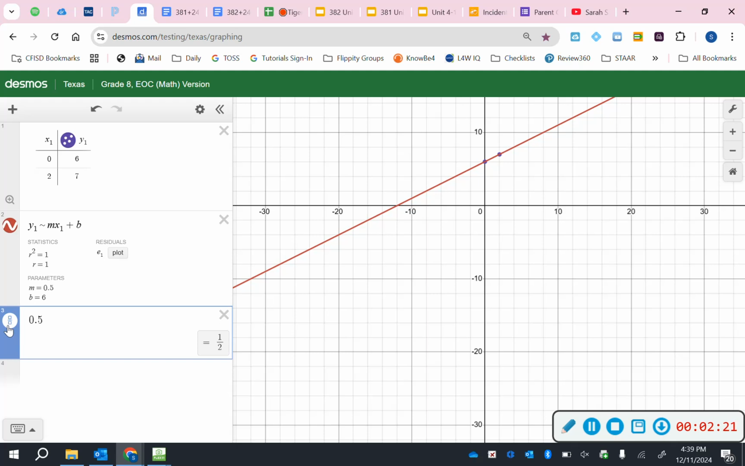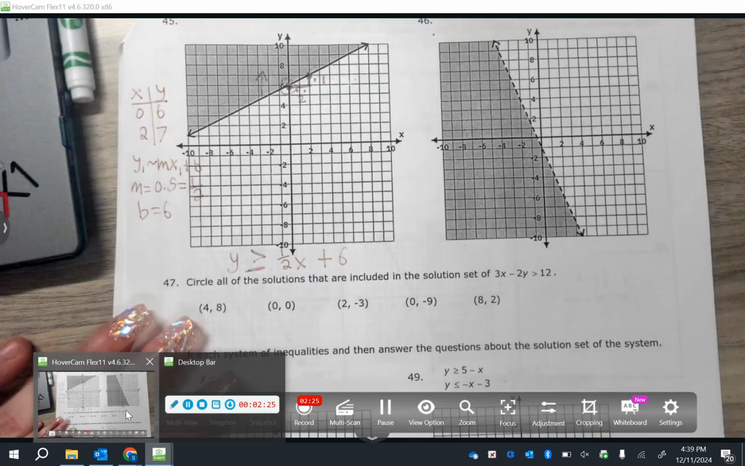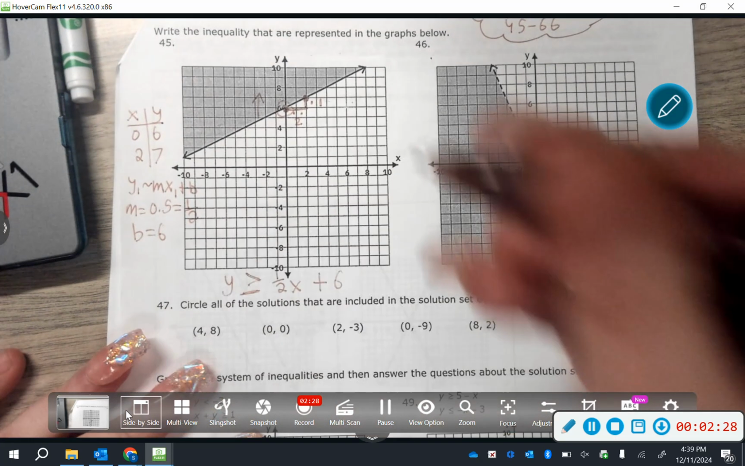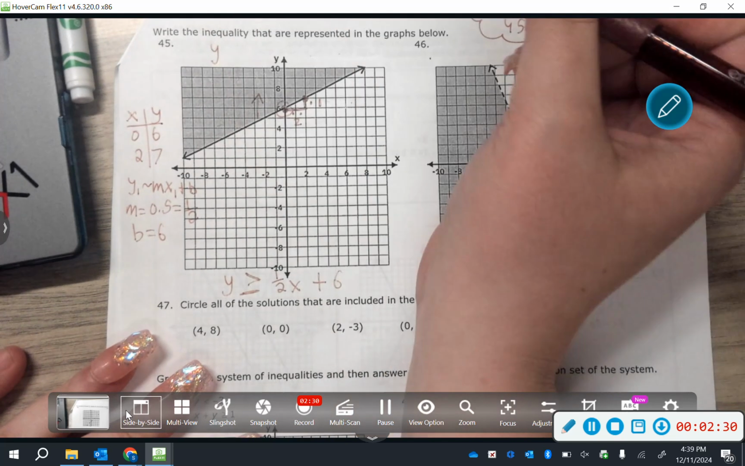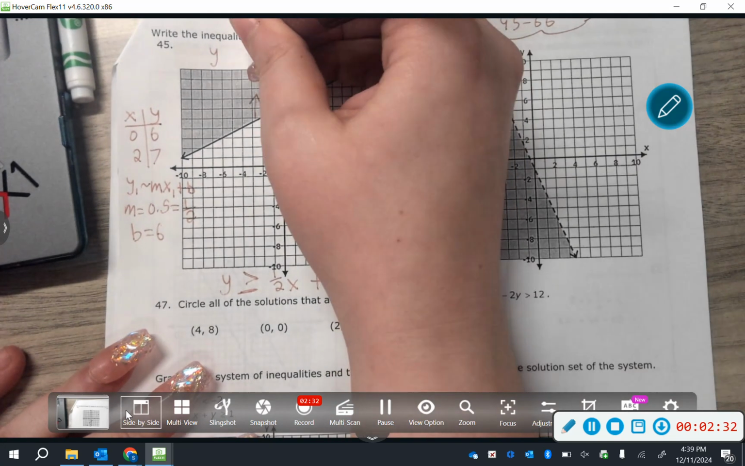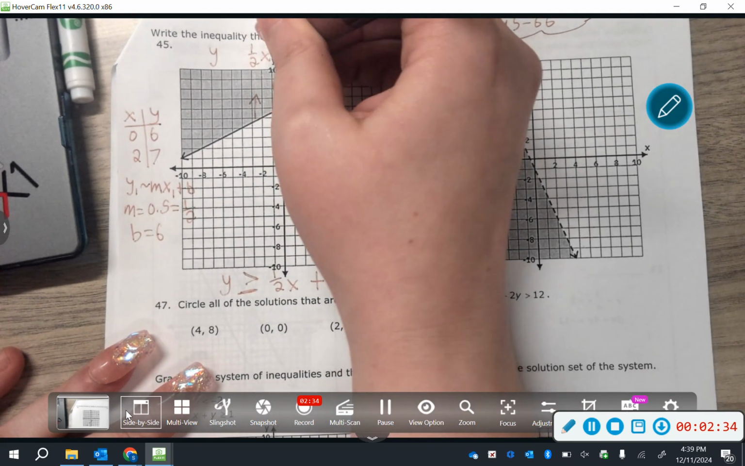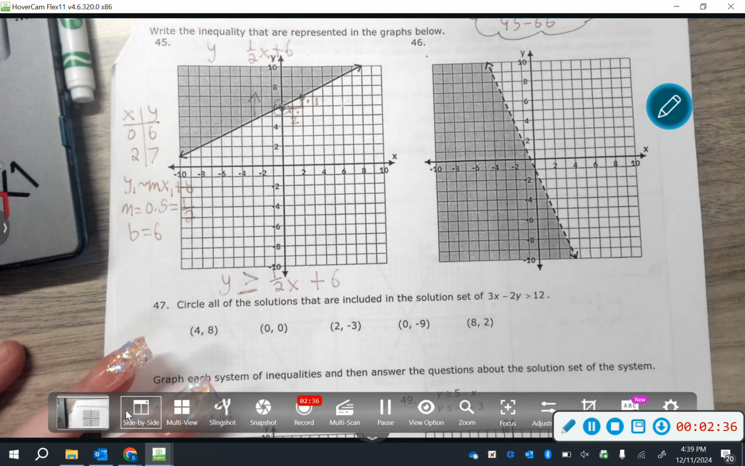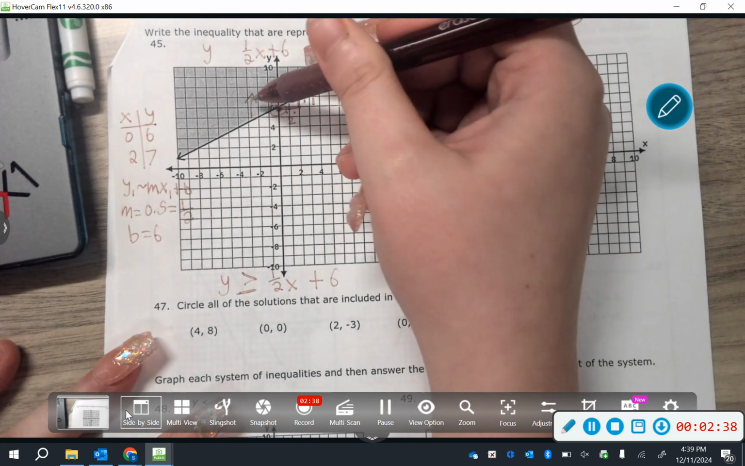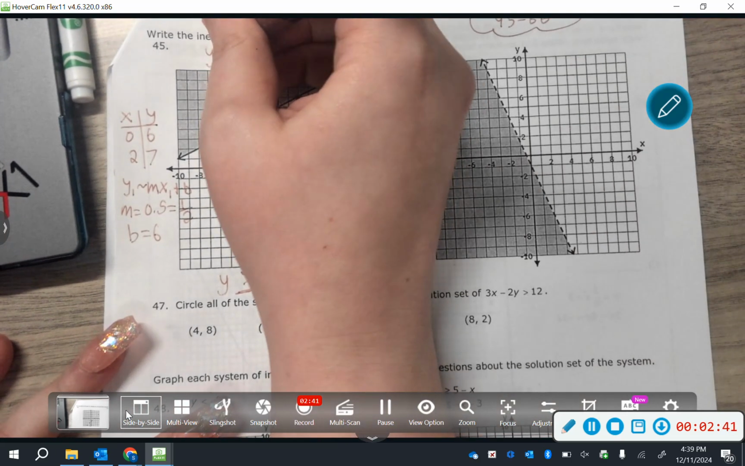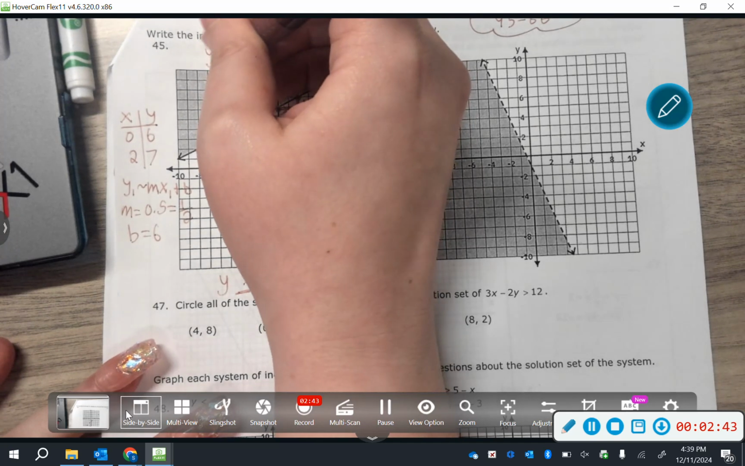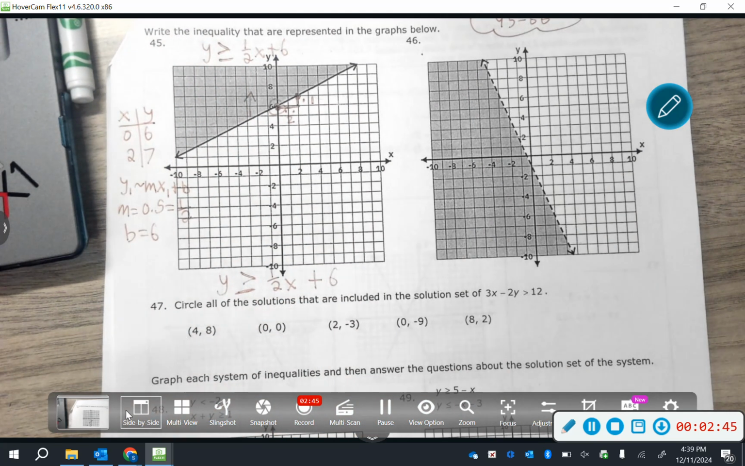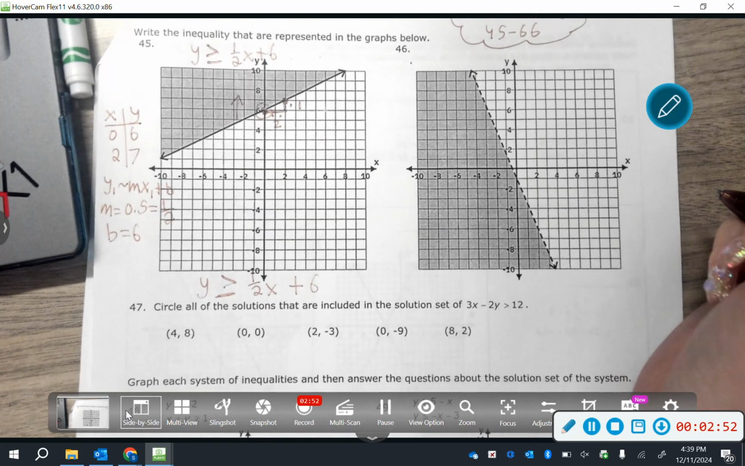My B equals 6. So if I'm writing my equation, there it is. We would have our y. I'm going to leave a blank there for now. We have 1/2 x plus 6. And then you have to do the same steps we did before. Did we shade above or below? Above, so it's going to be greater than. If it's a solid line, it's going to have or equal to underneath. So you either do it by hand or calculator. Up to you. Here we go on the next one.